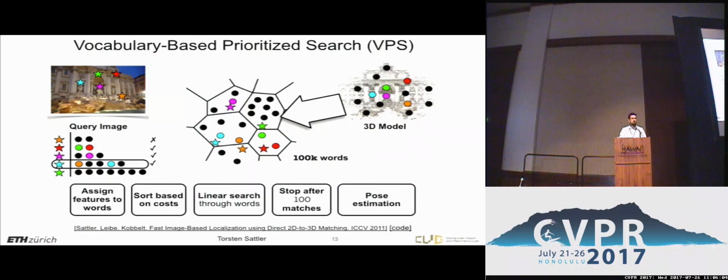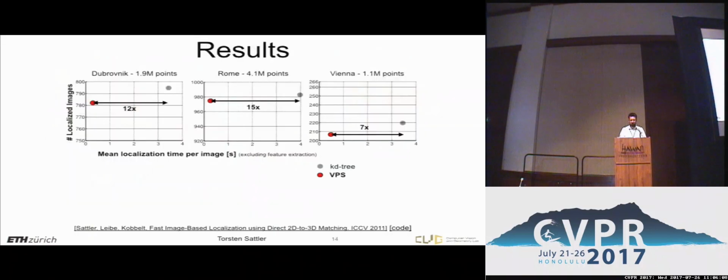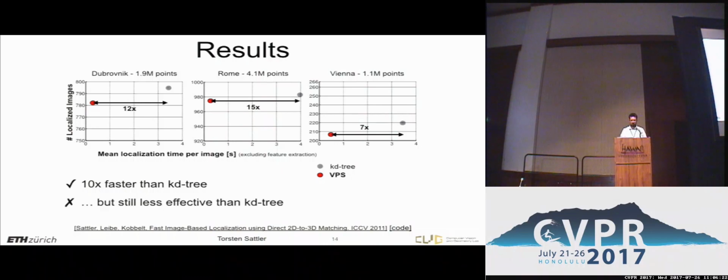If you compare this to the KD tree-based approach, then the good news is that you get significantly faster, up to an order of magnitude faster actually. But at the same time, you also lose images that you could localize before. So you can see this both on Dubrovnik and Vienna. There's a significant drop in the number of localized images.